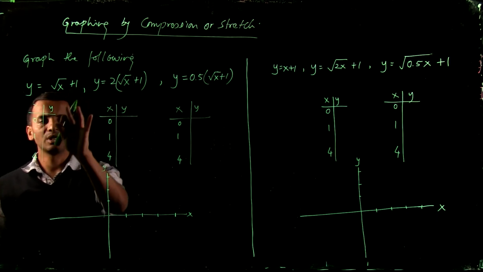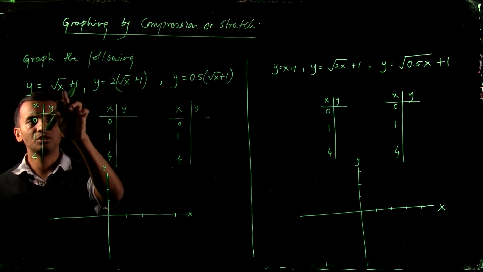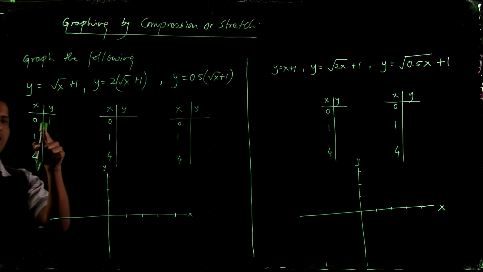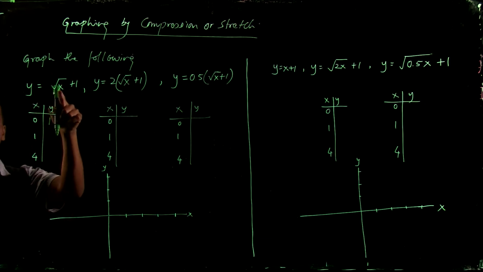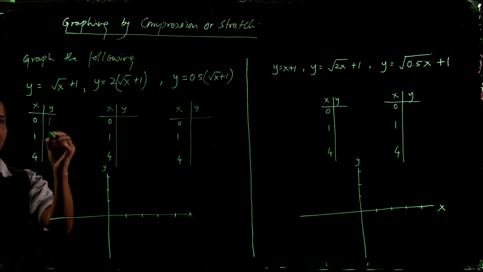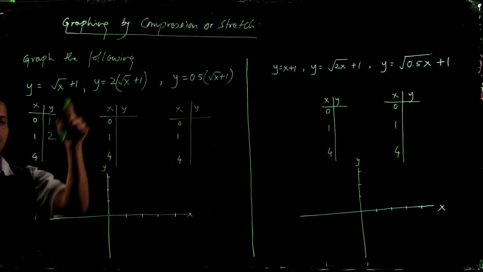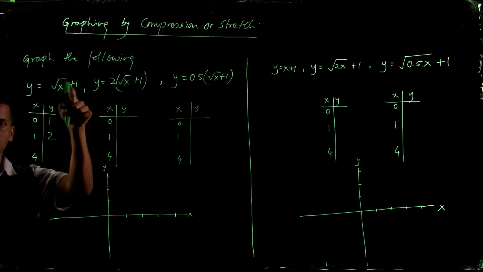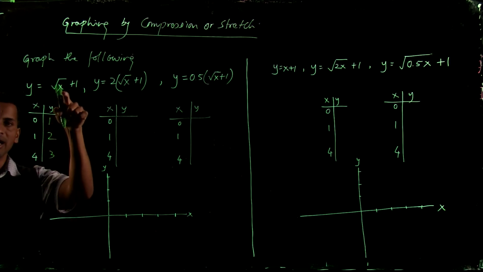Okay, so on the first one, let's plug in 0 for x. You will get square root of 0 plus 1, that will be just 1. On the same equation, when you plug in x equals 1, square root of 1 is 1, and then 1 plus 1 is 2. And when you plug in 4, square root of 4 plus 1 is 2 plus 1, that is 3. I picked the x values in such a way that the square root is an integer.